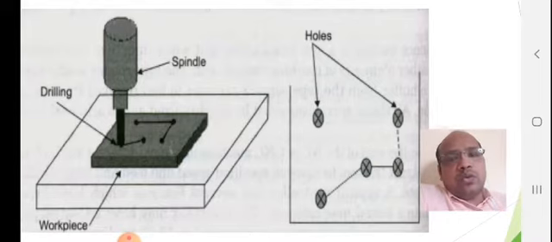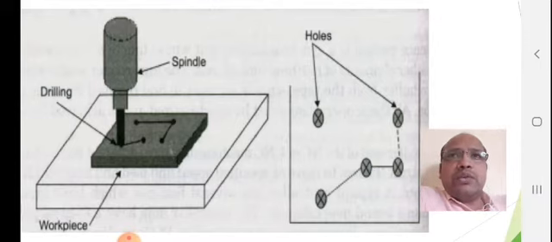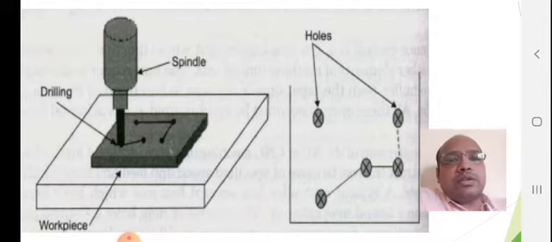So whenever you go for a drilling operation, you need a point to point NC system. One example I will tell you: convex drilling needs a point to point NC system.